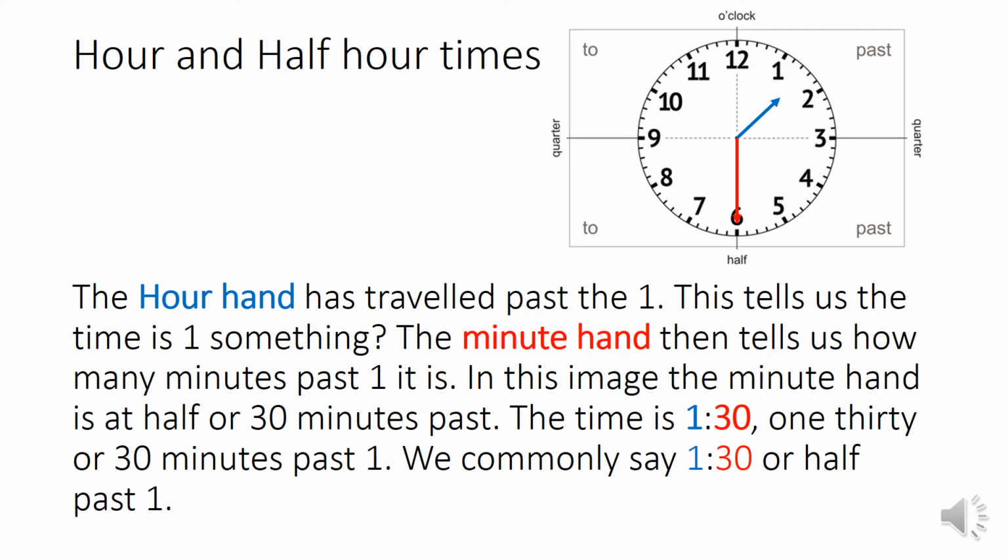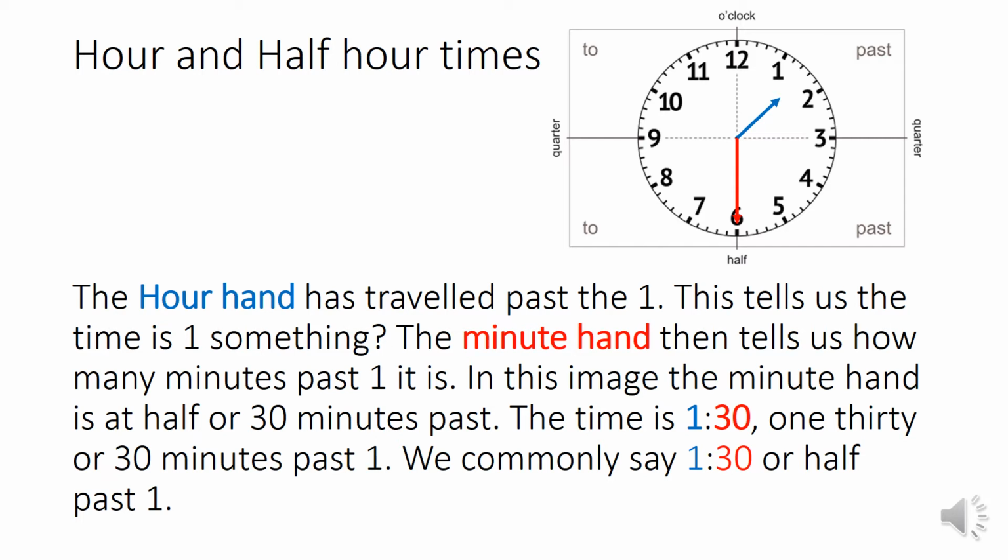The hour hand has travelled past the 1 in this example. This tells us it's 1 something, but how many minutes past has it got? The longer minute hand is pointing at half, so it's telling us half past 1. How many minutes is half past? 30 minutes, I can hear you screaming at the screen, but let's just work that out.